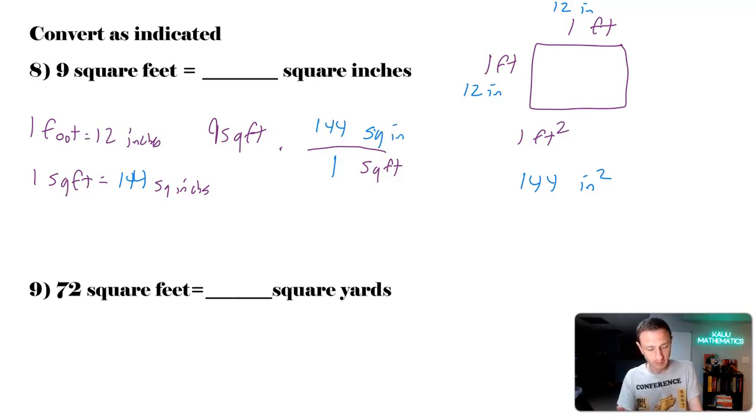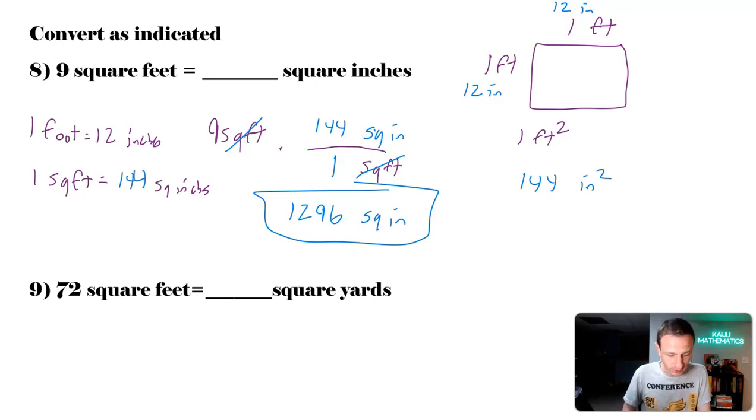So the cancellation here is square feet over square feet. Those units drop out. So then we just have 9 times 144. So 9 times 144 is 1296 square inches. So that means 9 square feet is equal to 1,296 square inches.